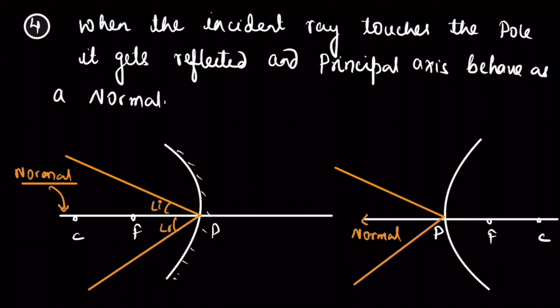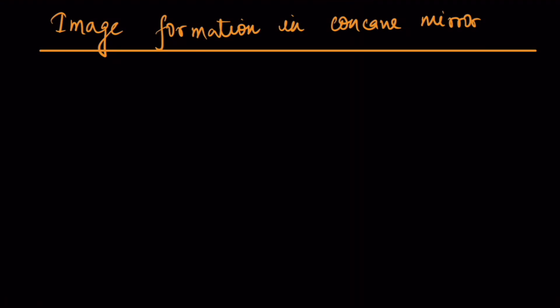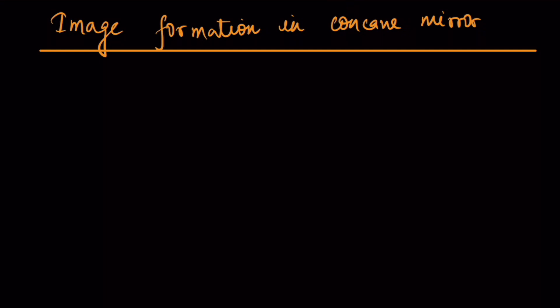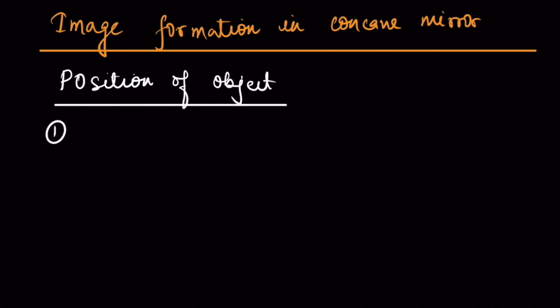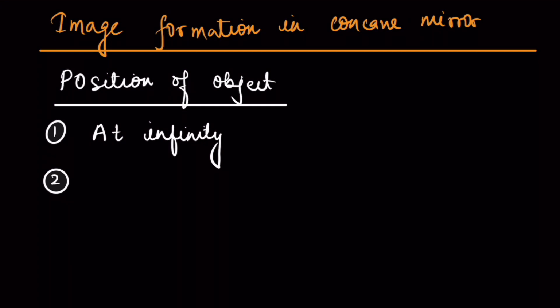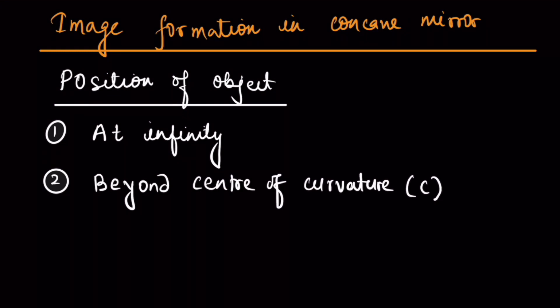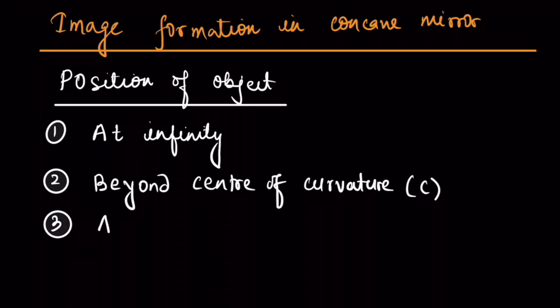So let's start image formation in the concave mirror. There will be 6 positions of the object. So what are the positions of the object? First is when the object is at infinity. Second, when the object is beyond the center of curvature, that is capital C. Third is when the object is at the center of curvature.